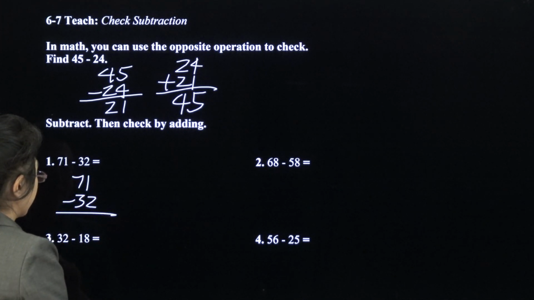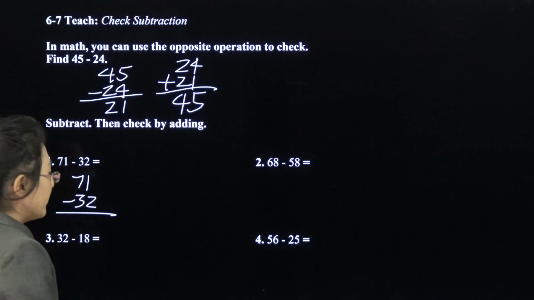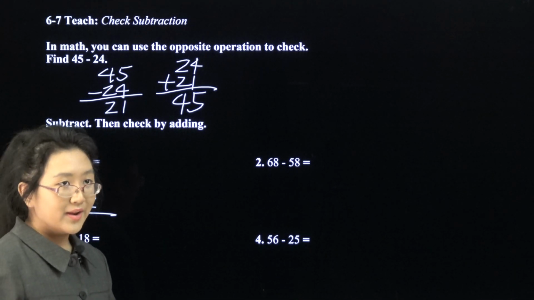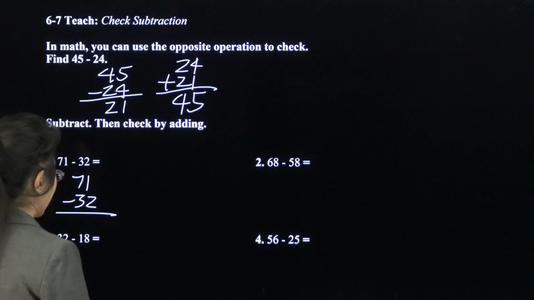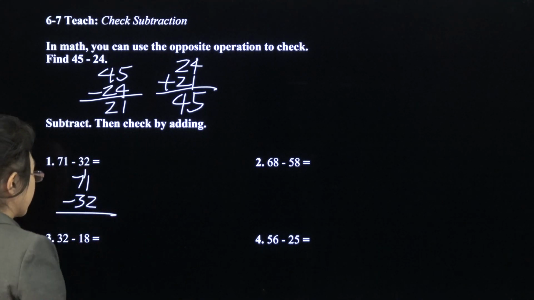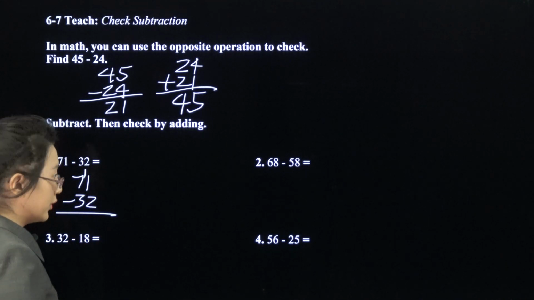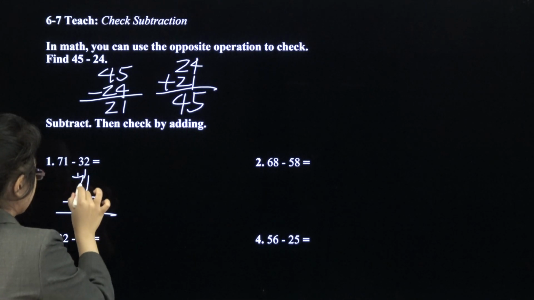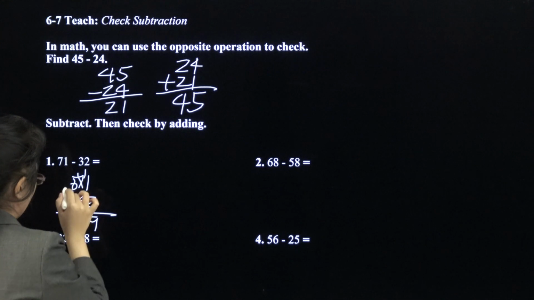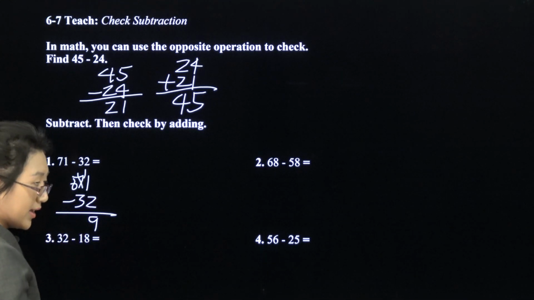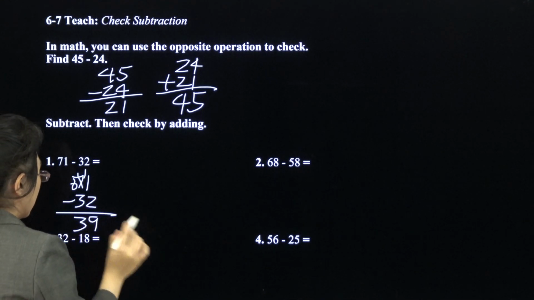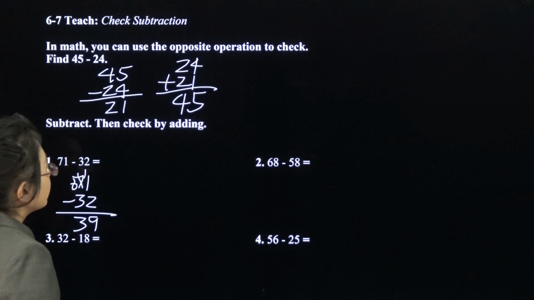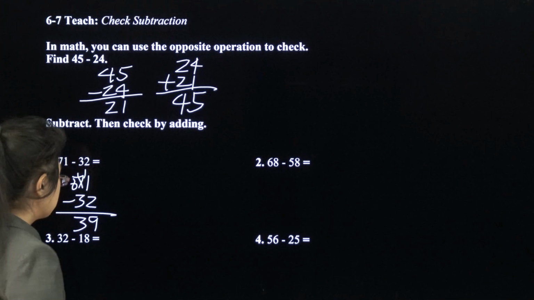71 minus 32. 1 minus 2 is in the ones place, and, well, we can tell right then and there that we need to regroup. 11 minus 2 is 9. And since 7 got 1 regrouped out of it, it's 6 now. 6 minus 3 is 3. We get 39. But we have to check.